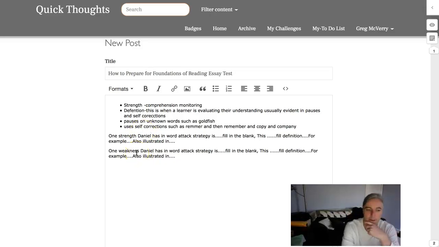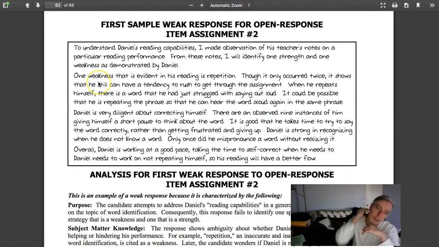So let's go look and now compare a few of the examples. Looking here at Daniel: to understand Daniel's reading capabilities, I made observations of his teacher's notes on a particular reading performance. Avoid this. No one cares about your meta. That's just filling up space. From these notes, I will identify 1 strength and 1 weakness. Again, you didn't answer the question. Just flat out answer the question. 1 strength is, 1 weakness is. Move on. So that whole paragraph is just unnecessary.